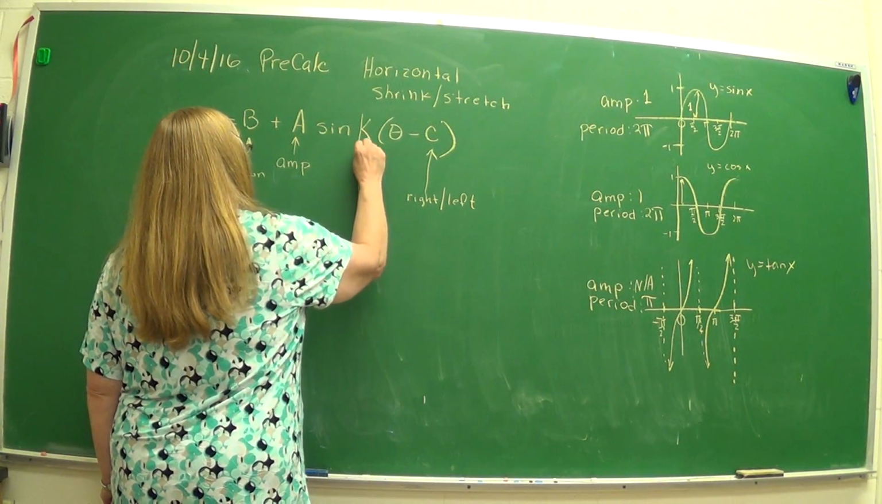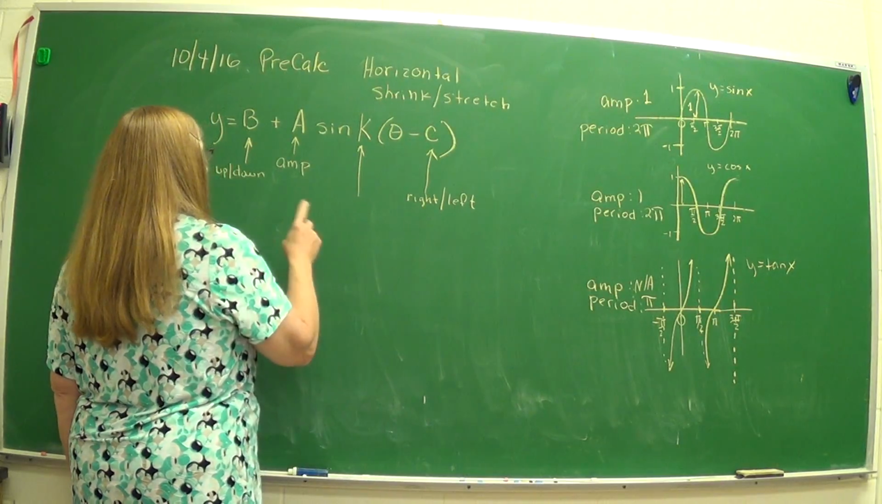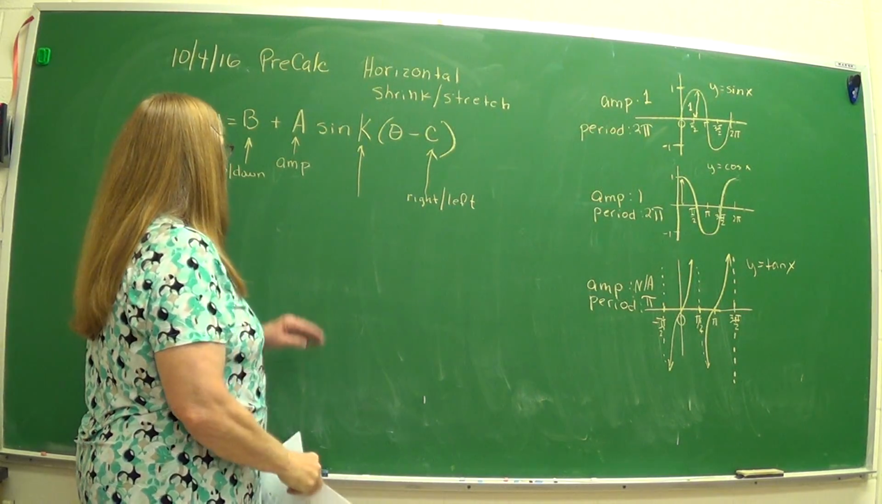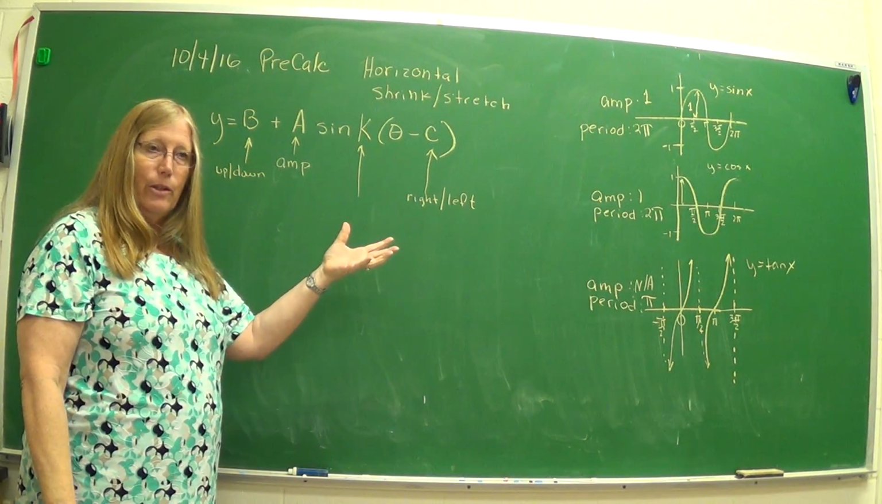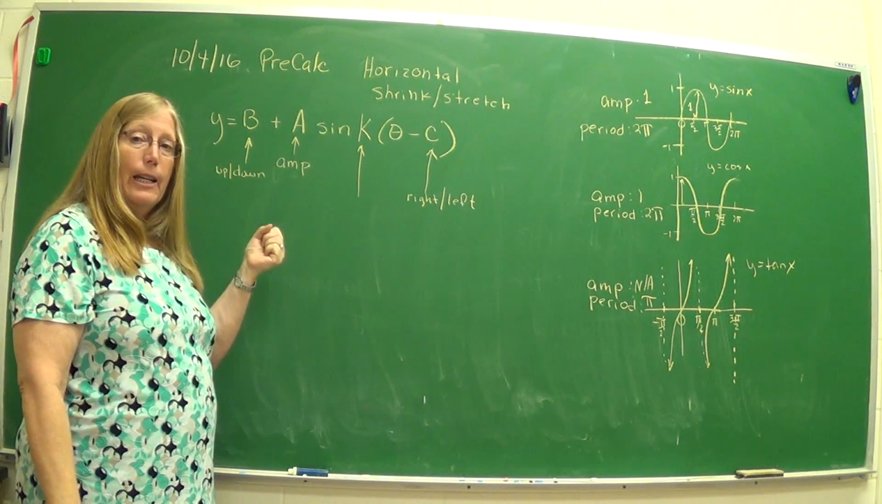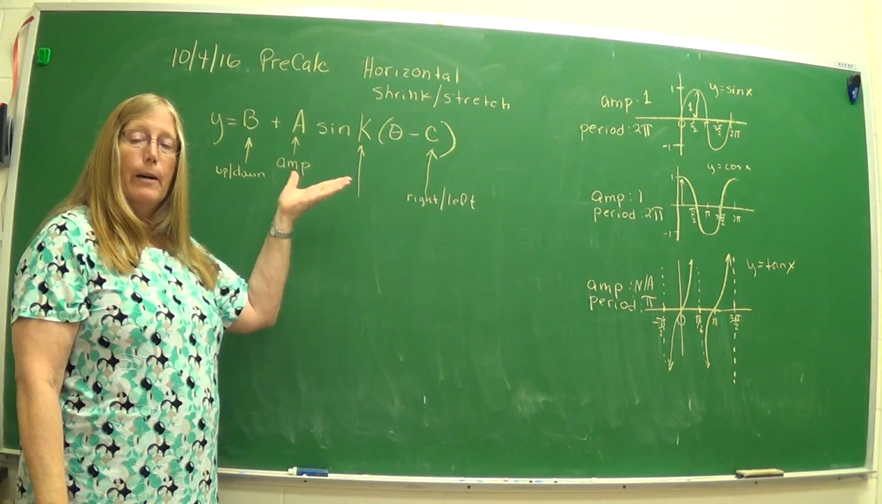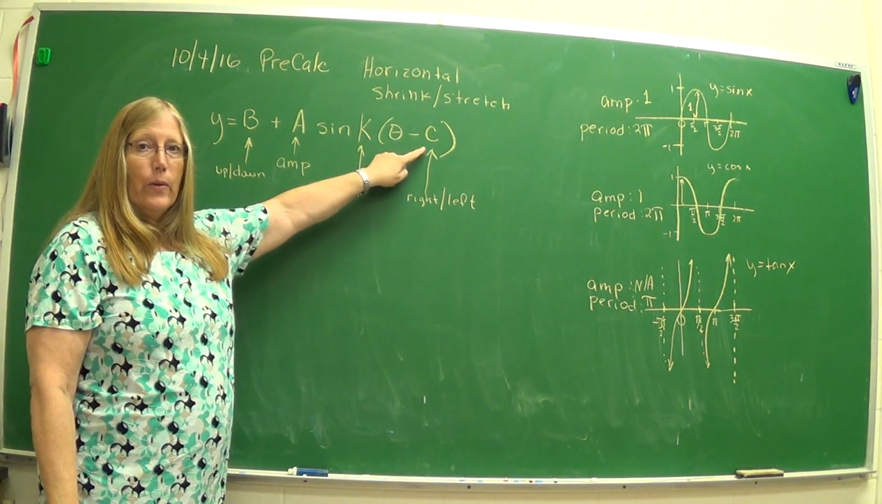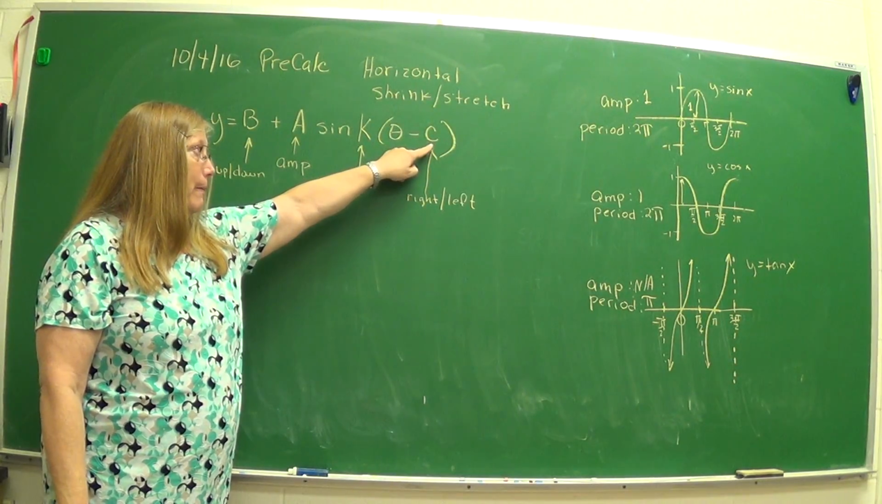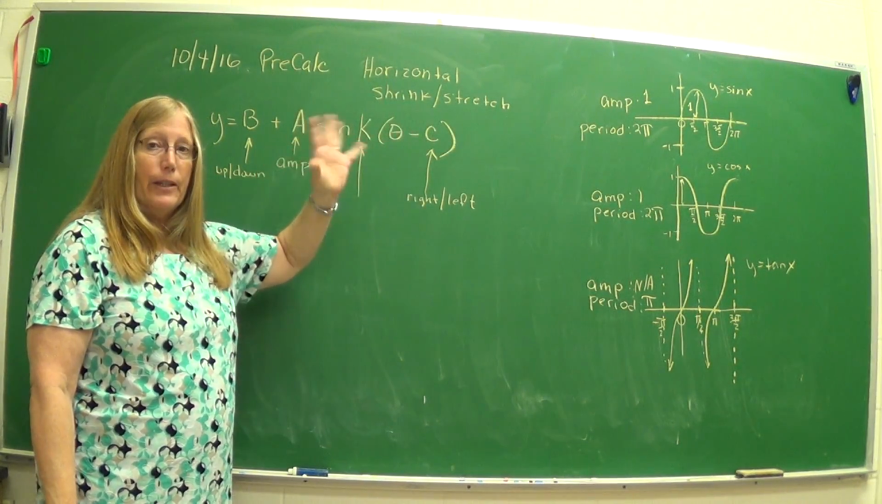K is a little off from A, B, and C. With A, B, and C, you look at the graph and you grab A and you use it. That's the new amplitude. You grab B and you use it. It tells you how far up or down to move the graph. C had a little twist because whatever number was there, you use the opposite.